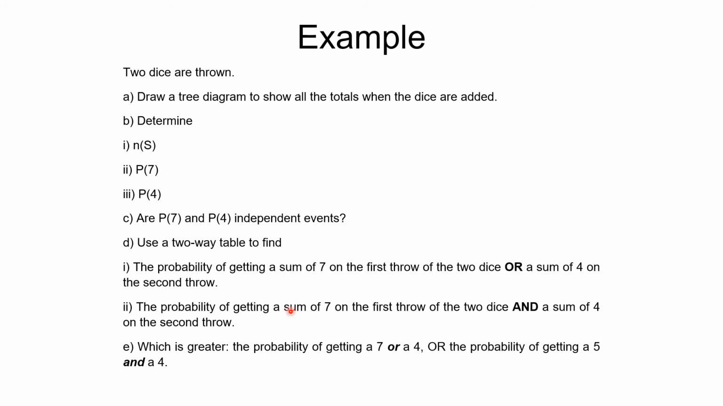of the two dice, or a sum of 4 on the second row. So this gives you the keyword "or". Then the probability of getting a sum of 7 on the first row of the two dice, and a sum of 4 on the second row. Which is greater, the probability of getting 7 or 4, or the probability of getting 7 and 4? Okay, so let's have a look at this.